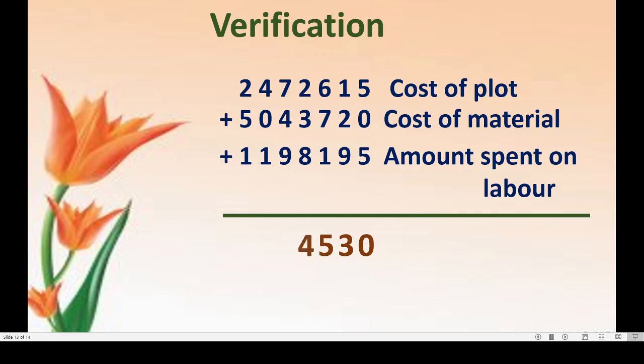Then 7 plus 4, how much? 11. 11 plus 9, that is 20, plus 1. So 21. 1 we will write here, 2 carried over. Remember this. Now 4 plus 1 is 5, plus 2, 7. Now here 2 plus 5 plus 1, that is 8. We got the same answer, correct? That is the total amount used to build the house. So our sum is perfect.